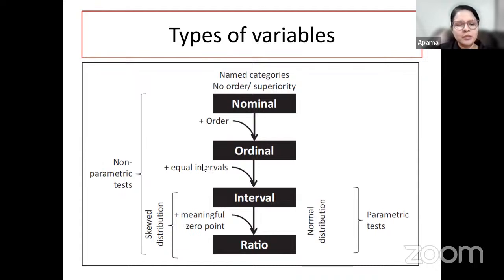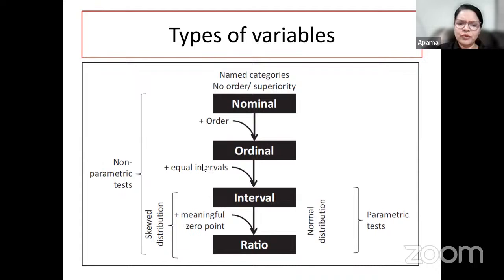Now, why this is important for us to understand is because we are going to use different statistical terms to describe the means and to compare these types of variables in different groups. So let me give an example of interval variable and ratio variable. So when you have numerical data where there is equal interval between the numerical values, but there may not be a very meaningful 0 point.